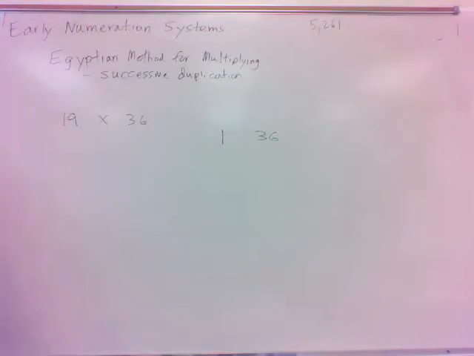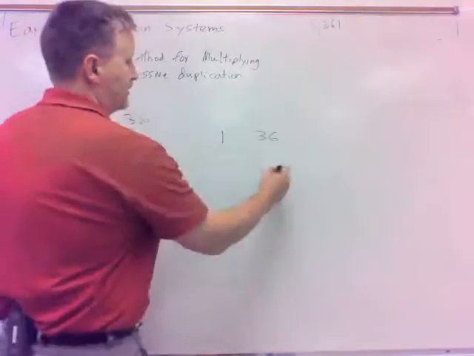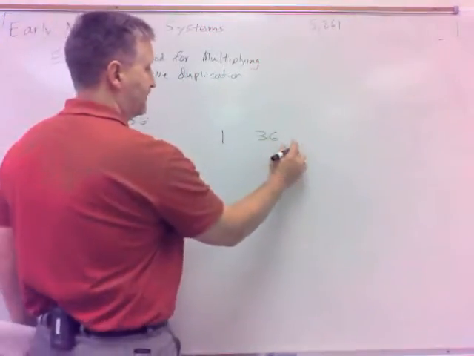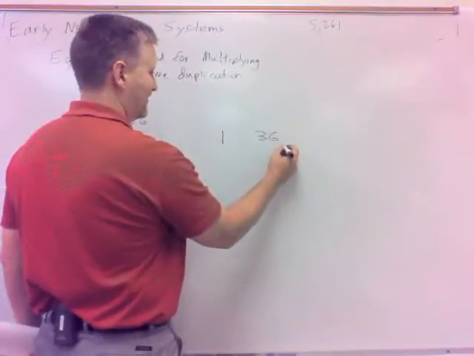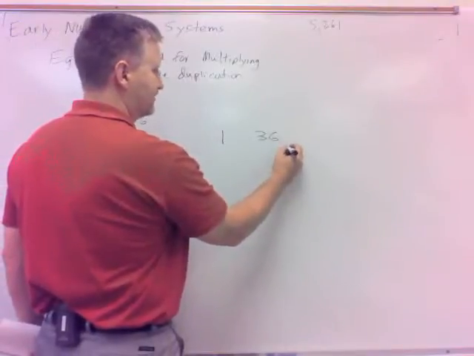This is called successive duplication, because we're just going to start doubling. We're going to continue doubling until we don't need to double anymore. I'll tell you why that is in a second. All right, so I just double the number.